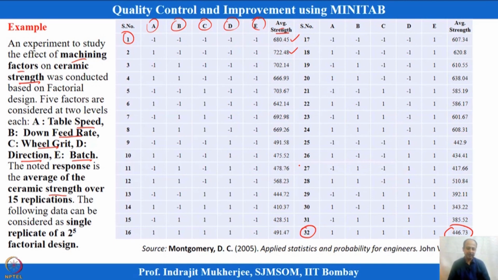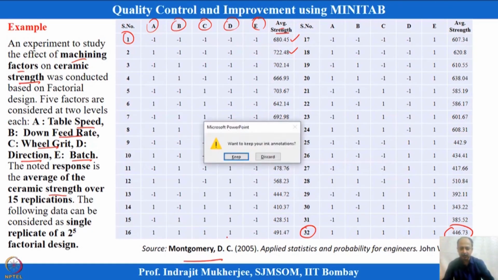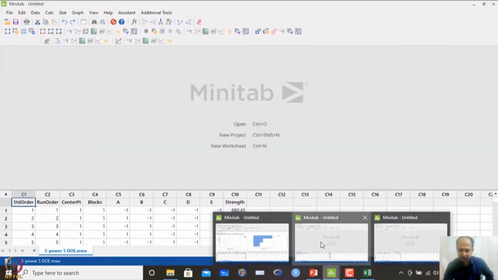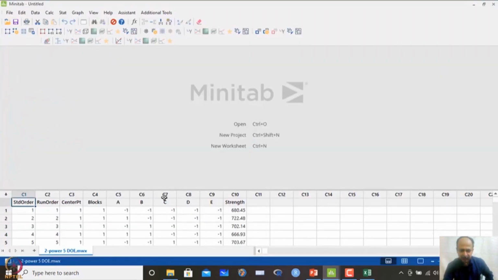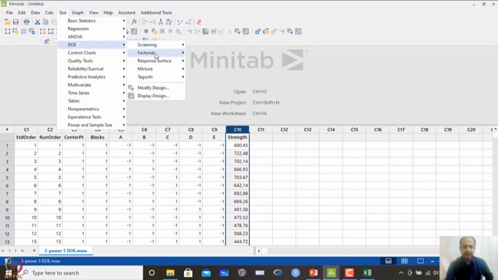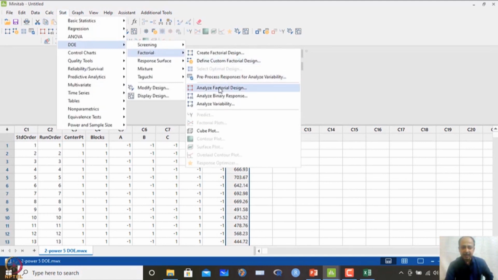When we have 5 factors at 2 levels, that is easy to generate. This is taken from Montgomery's book example. How to analyze this is what is important for us, so I will go to the analysis part. These are the 5 factors, and this is the already created design matrix; strength is the characteristic we want to see. So we go to Stat, DOE, Factorial, Analyze Factorial Design.